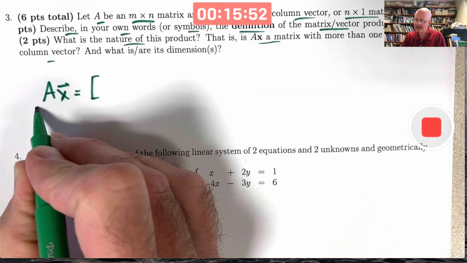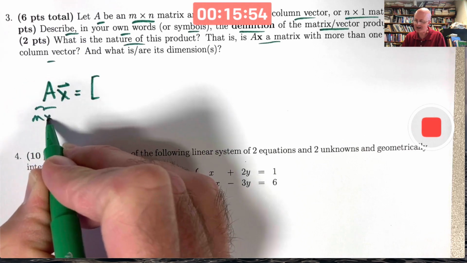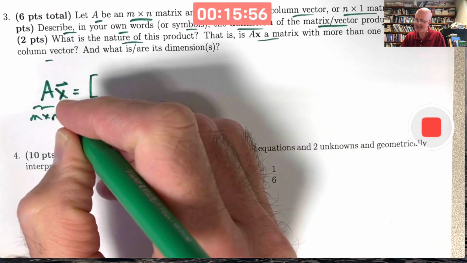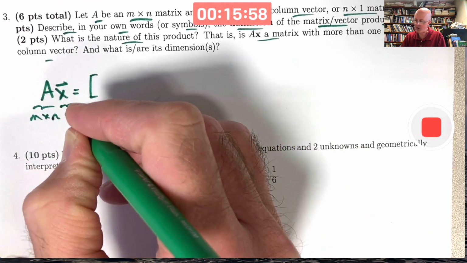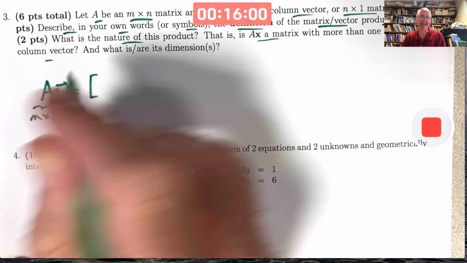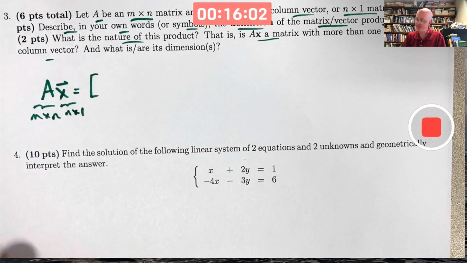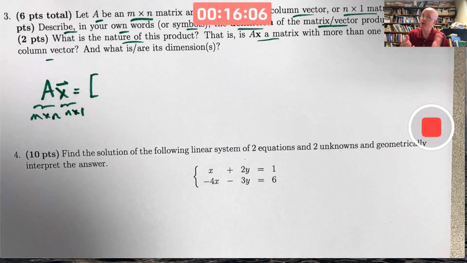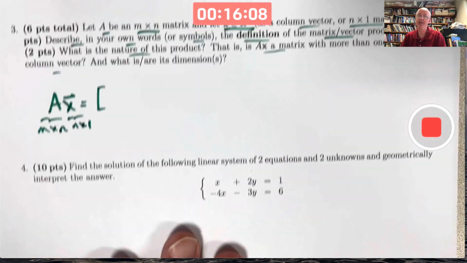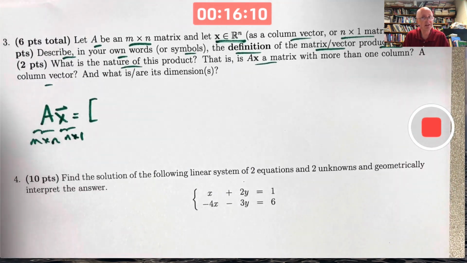A has got m rows and n columns. It's m by n. x has got n rows and one column. It is a column vector. An n-dimensional vector could be thought of as a column vector, or it could be thought of as a row vector, but we are thinking of it as a column vector because it's more convenient in terms of A times x.